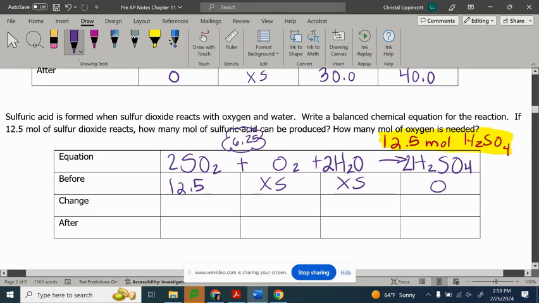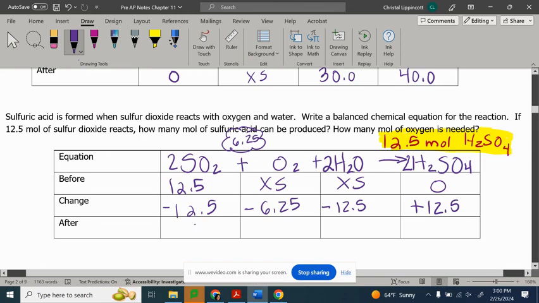Then I'm going to come back down. After I figure out my cloud, I'm going to multiply by the coefficient, which this is 12.5. This guy is going to be minus 6.25. And this will be minus 12.5. And this will be plus 12.5. I don't know why I put that extra zero there. There we go.